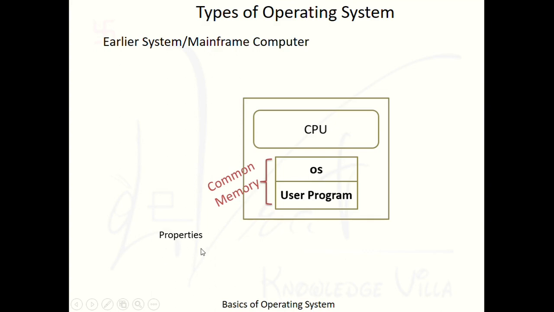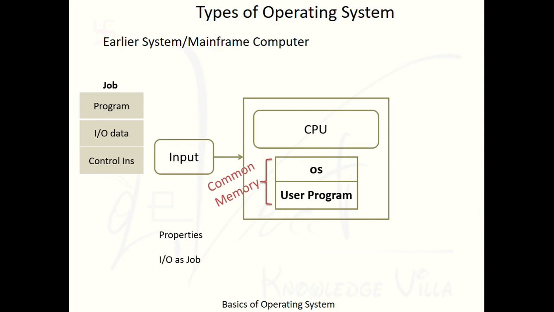Let's see properties of the earlier system. First property is IO as a job. It means input and output will be produced in the form of a job. Whatever input the user gives to the computer will be in the form of a job. Same thing, whatever output the system produces to the user was produced in the form of a job. Get it? So let's see how this job looks.